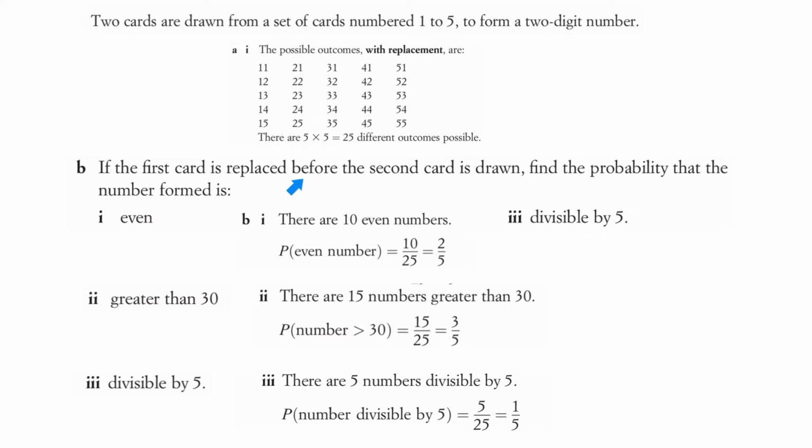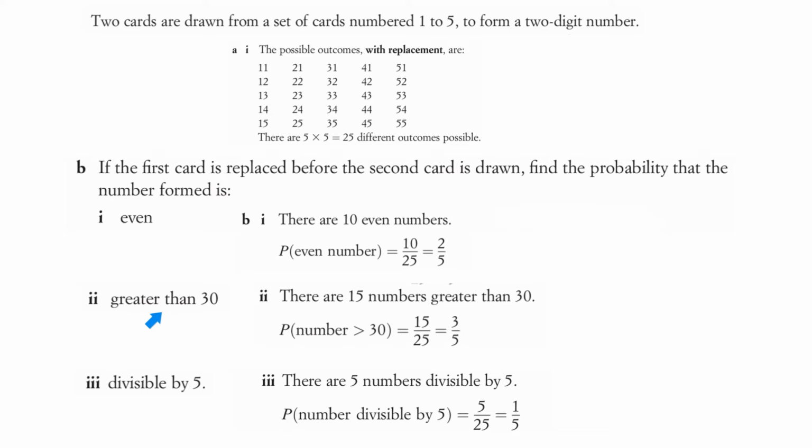B. If the first card is replaced before the second card is drawn, find the probability that the number formed is even. So now we're talking about probability. Let's use this outcome table that we got in the previous part, part A. It says with replacement, so that's what we're talking about here. It's replaced. So B is all about with replacement. It's this table here, or table of outcomes. So to get an even number, we just go through there and count up all the even numbers. It's obviously going to be that line there and that line there, and there's 10. So we put the 10 over the total number of outcomes, 25, so the answer is 2 on 5.